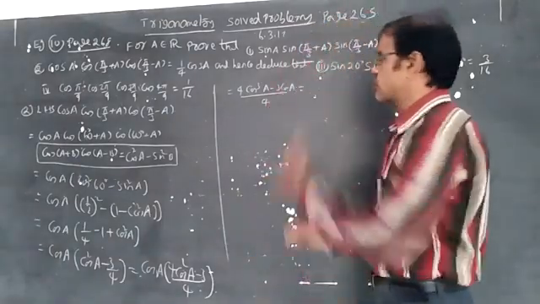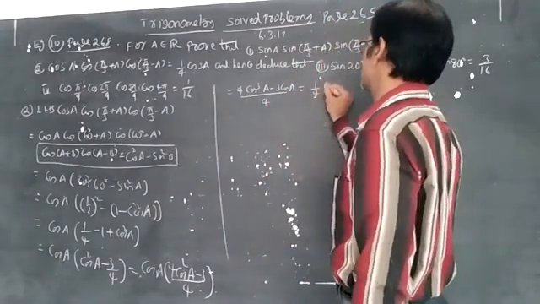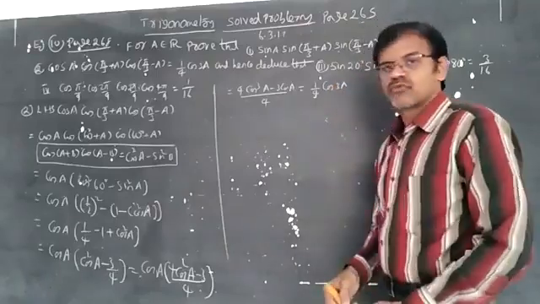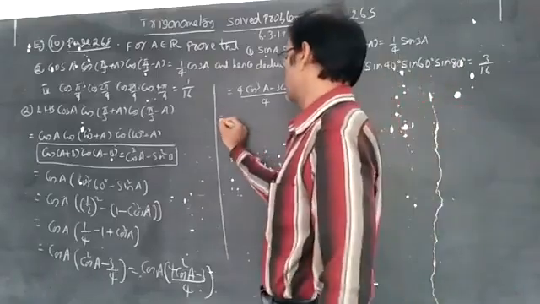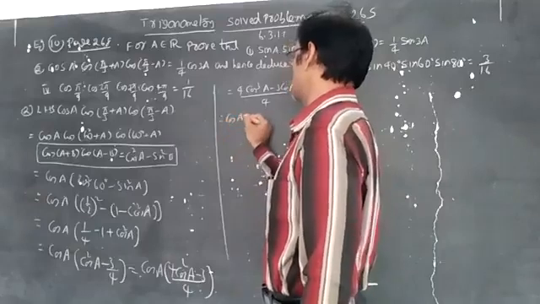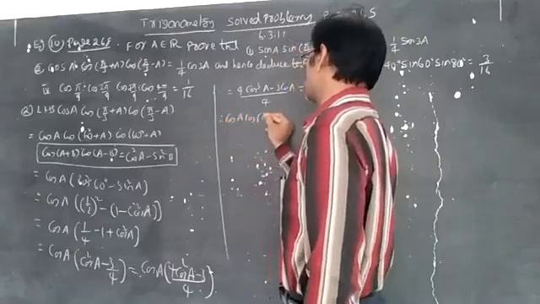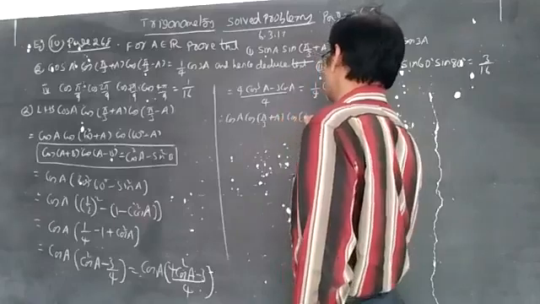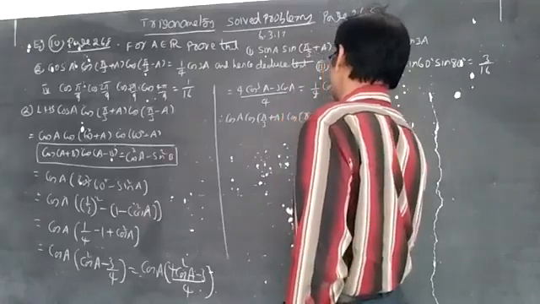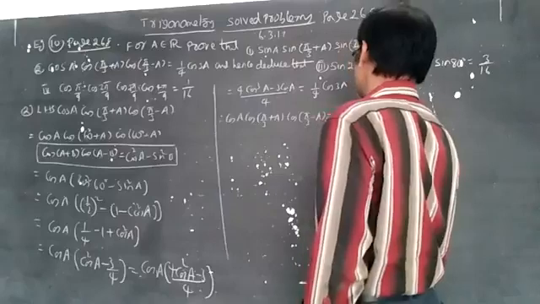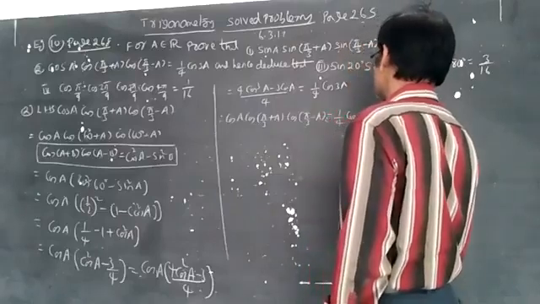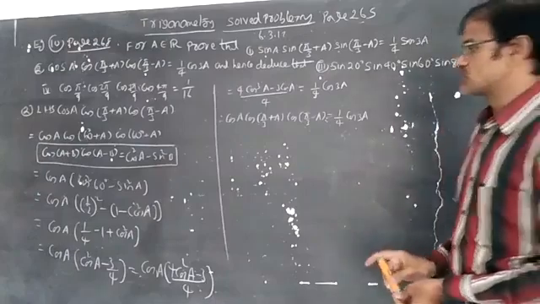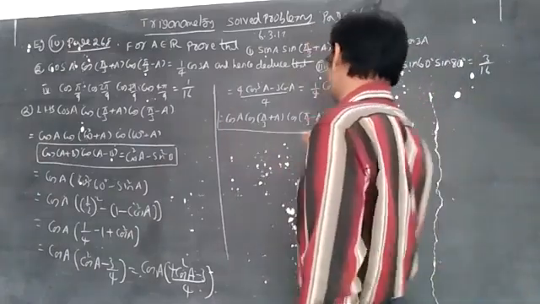This is nothing but the formula of cos 3A. So you can write this one as 1/4 cos 3A. Therefore, we got the formula: cos A into cos(π/3 + A) into cos(π/3 − A) is equal to 1/4 cos 3A. This is the formula we got.